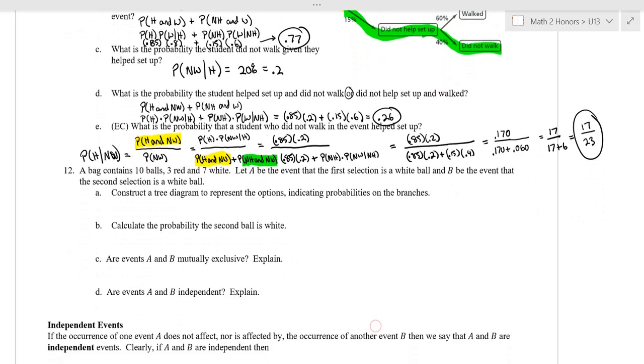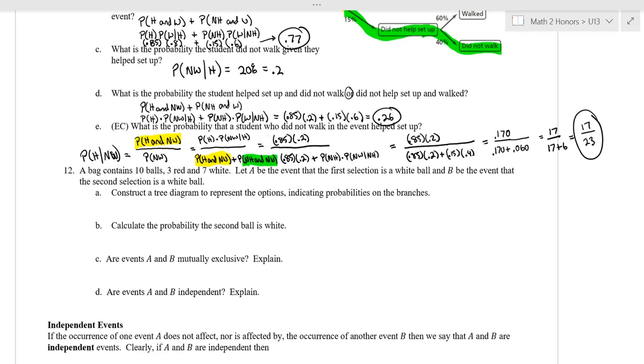Alright, number 12. A bag contains 10 balls, 3 red and 7 white. Let A be the event that the first selection is a white ball, and B be the event that the second selection is a white ball. Construct a tree diagram to represent the options indicating probabilities on the branches.